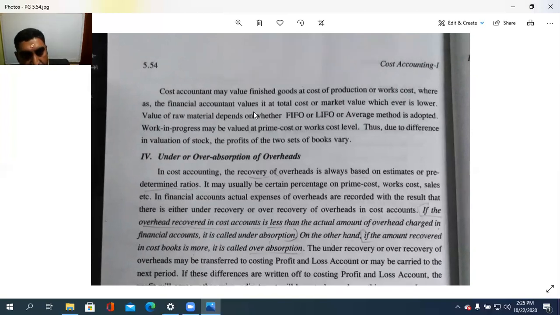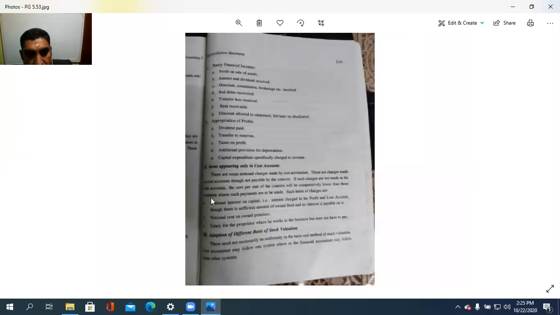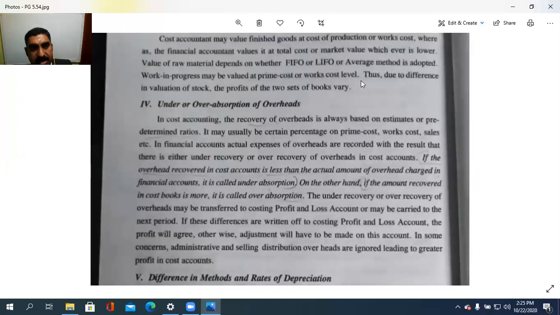That is the second point. That is, what is that? It is adoption of the different basis of stock valuation. Next, under or over absorption of overheads. Under or over absorption of overhead.